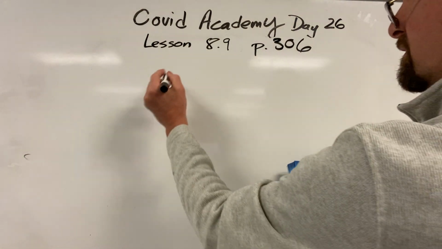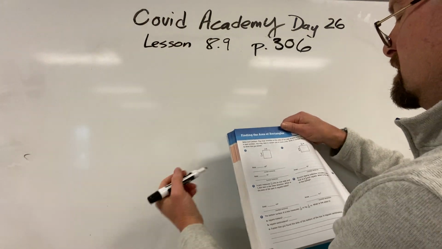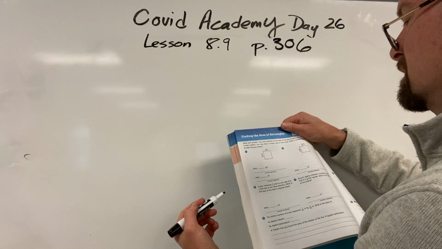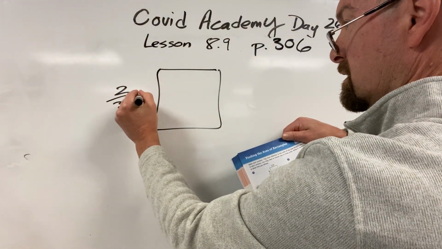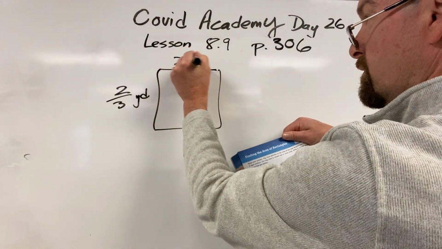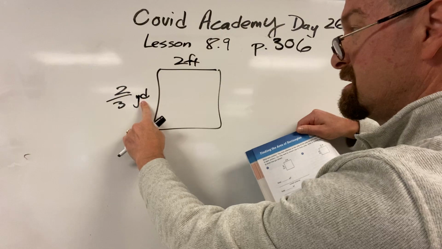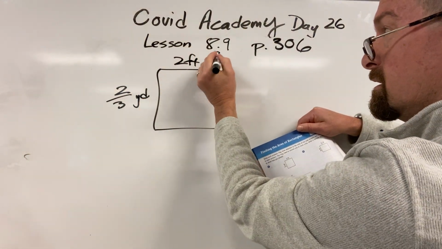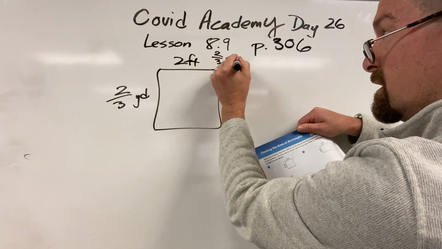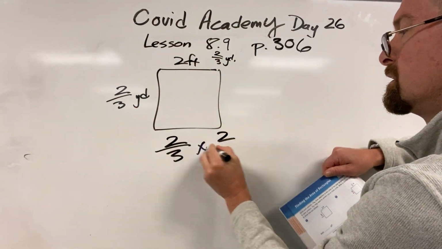Okay, 2/3 of a yard times 2 feet, and then they want square yards and square feet. Oh my, that's so obnoxious. Okay, so it's 2/3 yard and 2 feet. So if we're going to find square yards, you have to change everything into yards. How much of a yard is this? It's 2/3, because there are 3 feet in a yard. So let's do 2/3 times 2/3.